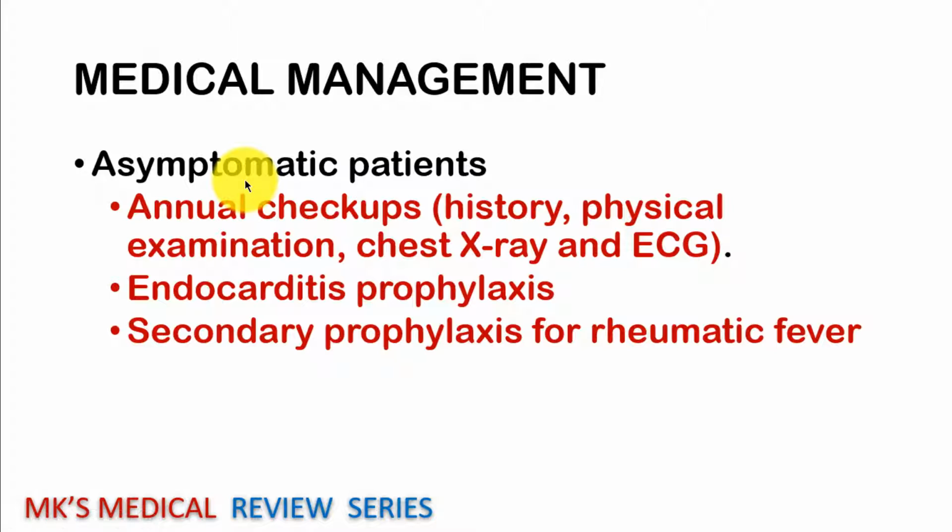Medical management entails the following things. There are two aspects: patients that are asymptomatic and patients that are symptomatic. For the asymptomatic patients, you simply perform annual checkups, where you take their history, do a physical examination, take a chest x-ray, and of course an ECG and an echo. Then you cover them with antibiotics to prevent endocarditis, and secondary prophylaxis for rheumatic fever.